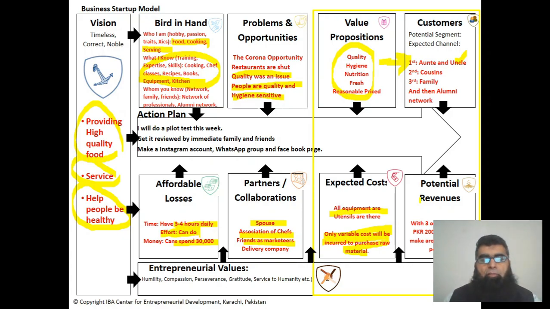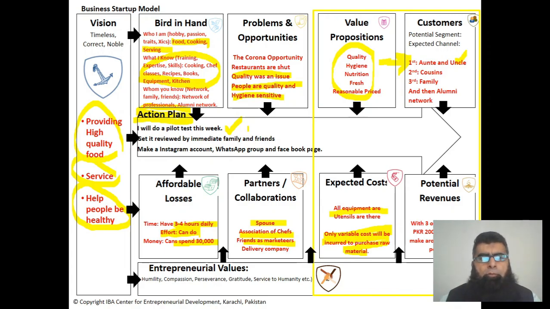After thinking and reflecting, we ask people to go for the action plan. So the action plan talks about your intentions, what you will be doing in the next few days. So in the next few days, she says that she'll be doing a pilot test and cooking a few items and sharing it with her immediate family members and relatives and getting some orders out of that. And meanwhile, she will be having an Instagram account, WhatsApp, and Facebook page, and that will be her marketing tools. And she will like to update in 2 weeks what has happened.